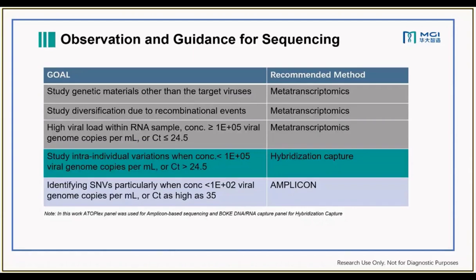If the study goal is to do intra-individual variations, particularly when the concentrations are lower than 1E5 per ml, or CT values more than 24.5, then hybridization capture probably works best. And then lastly, if the goal is to identify SNVs, particularly when the concentrations are low, lower than 1E2 per ml, or CT values as high as 35, an amplicon-based approach is likely to give the best results.